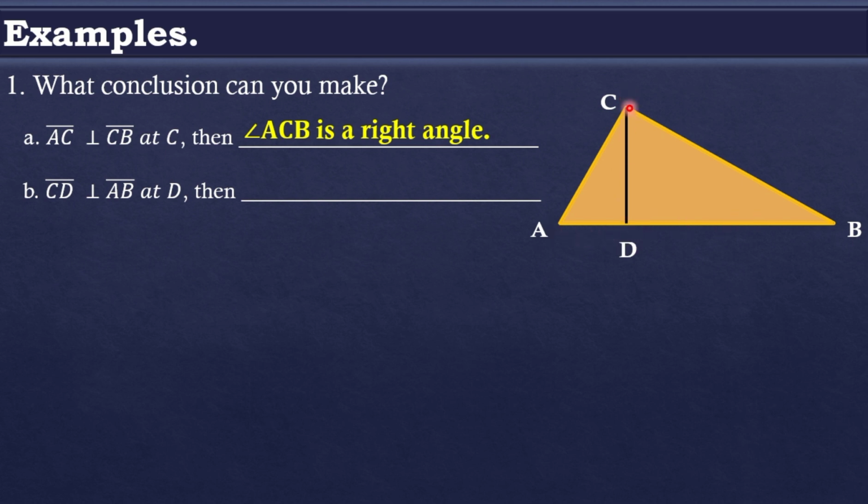Hindi lang sinabi na segment CD is perpendicular to DB. Ang sabi, etong buo. Perpendicular siya dito. So, anong ibig sabihin nito? Segment CD is perpendicular to AB. Ibig sabihin, hindi lang isa ang right angles mo dito. We have angle CDA and angle CDB are right angles, kasi simula AB siya. Dalawa ang right angles na naglalay dun sa segment na yun.